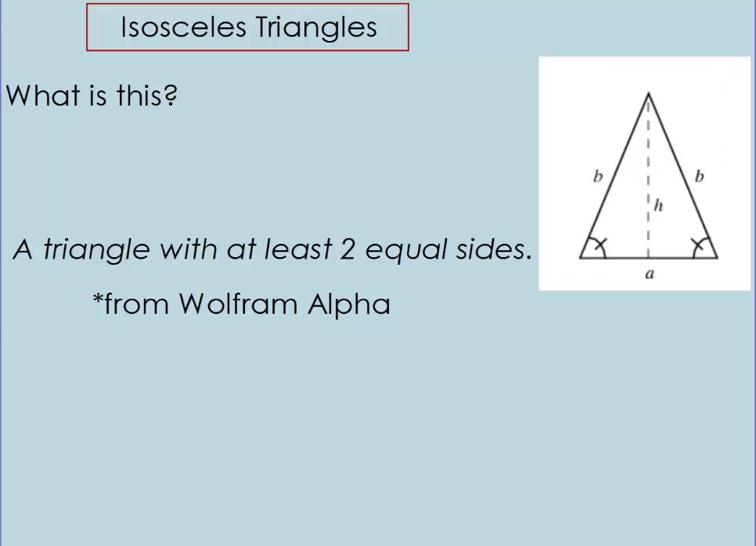Let's begin. So what is an isosceles triangle? Well, if you don't remember, the official definition is a triangle with at least two equal sides. So at least, it could have three and it's still isosceles. In this case, these two sides are labeled B length, so they're equal sides. So that's an isosceles triangle.